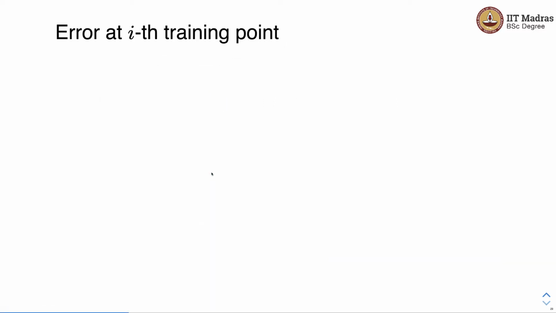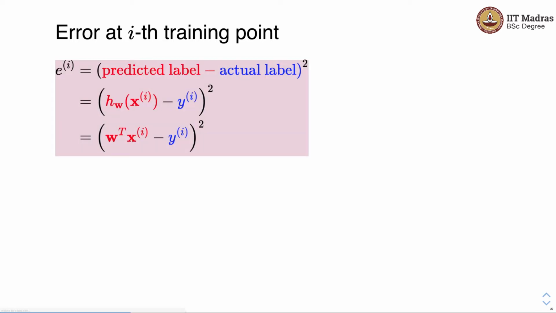Let's look at the error at ith training point. So the error at ith training point is denoted by E superscript i, and it is defined as again the difference between the predicted label and actual label, and we square up the difference. So that is the error at ith training point. And the predicted label is obtained with the model, right? So we use a feature vector for ith training example, which is denoted by xi. So we take this feature vector, we pass it to the model, and we obtain the predicted label.